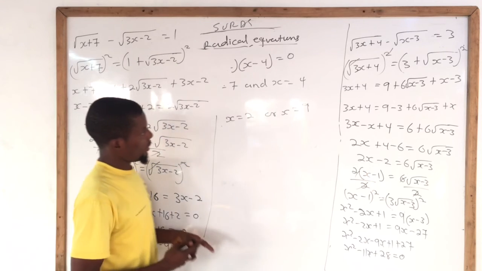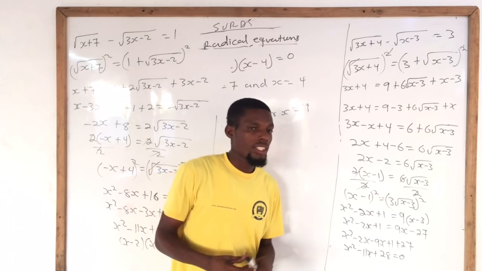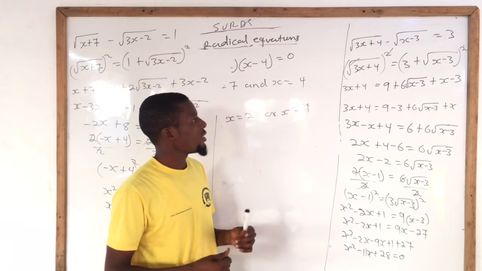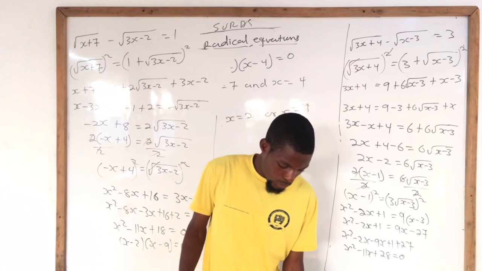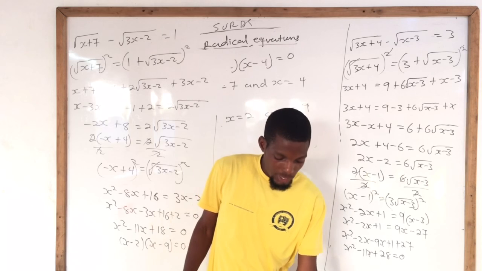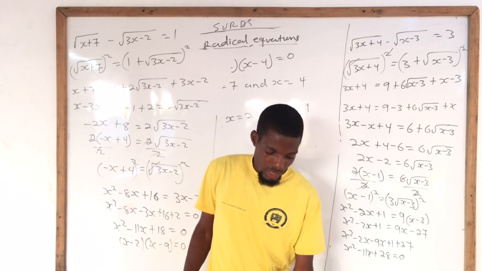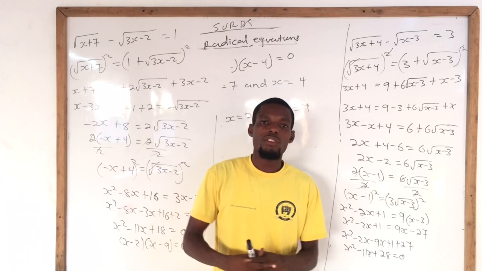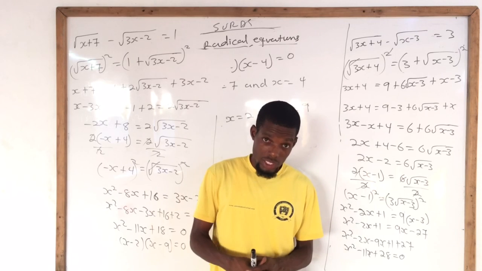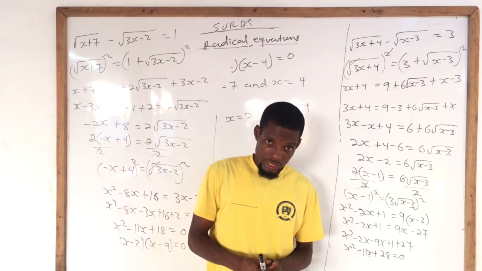Alright, so this is where we draw the curtain on radical equations. On our last episode on surds, we are going to look at finding the positive square root of a surd, and then we'll also look at some further questions involving surds. That's going to be our last episode.